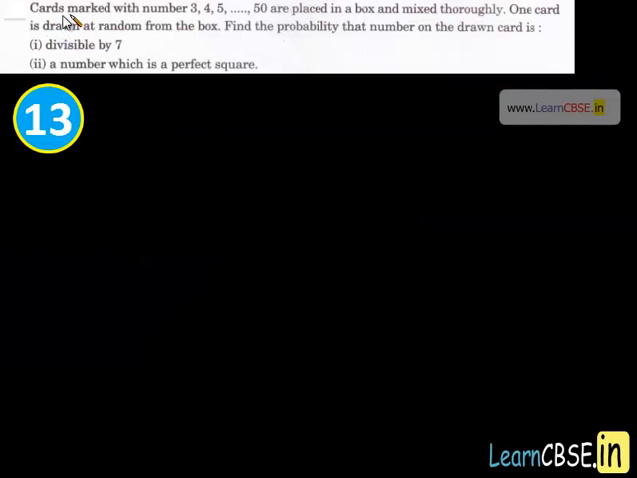In this question, we have cards which are marked with 3, 4, 5 and so on, placed in a box and mixed thoroughly. One card is drawn at random from the box and we have to find out the probability that the number on the drawn card is divisible by 7. In the next question, we have to find the probability that the number is a perfect square. Let's work out the problem.